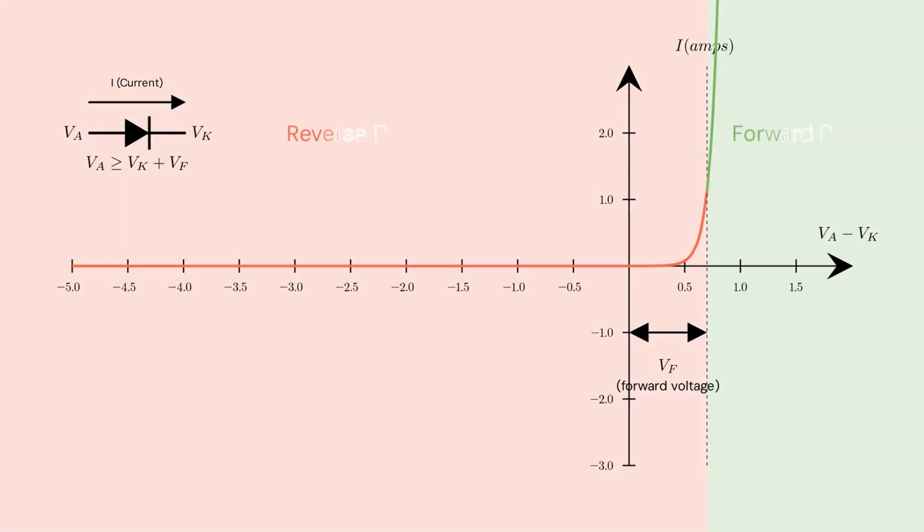The forward voltage is a bit arbitrary. It depends on what is the forward current that we consider meaningful. But it's certainly not zero.